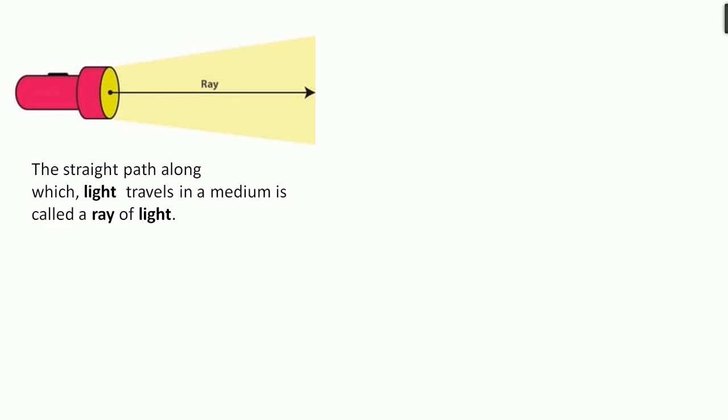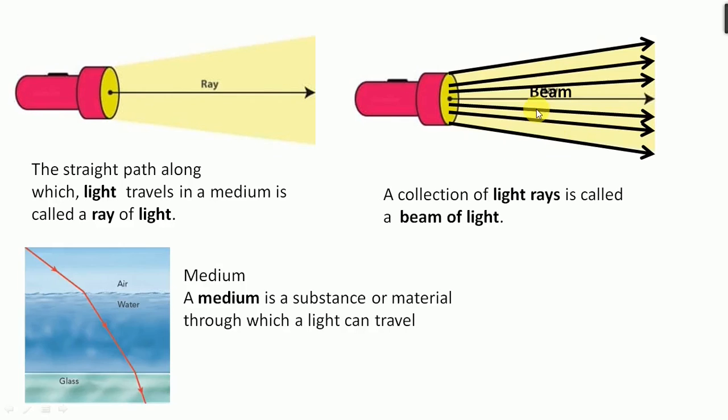Light always travels in a straight line, and that straight line is called a ray, and a collection of rays is called a beam. A medium is the substance or material through which light travels. Air is a medium of light, water is also a medium, similarly glass is also a medium of light, and light can also travel through vacuum.